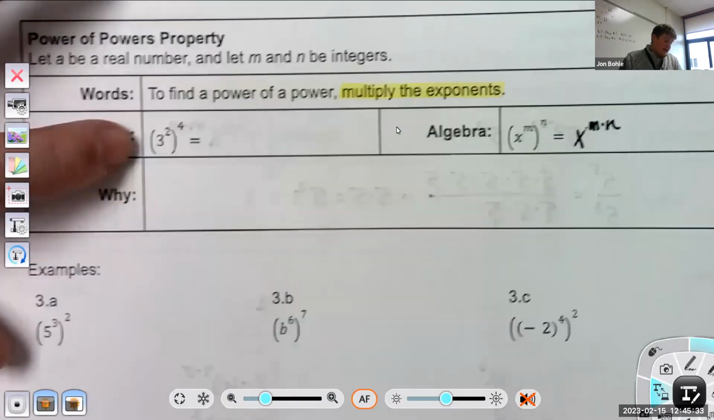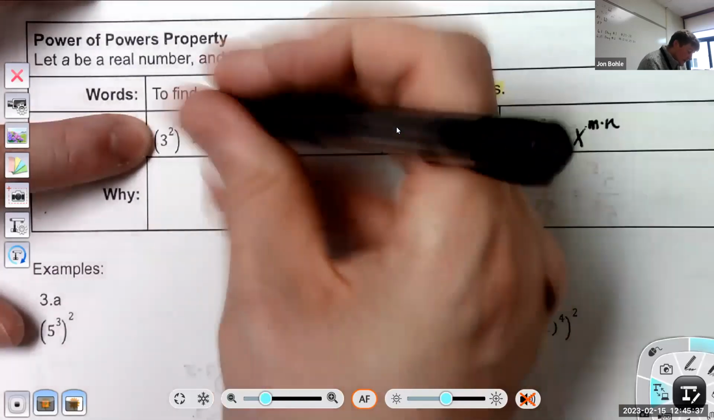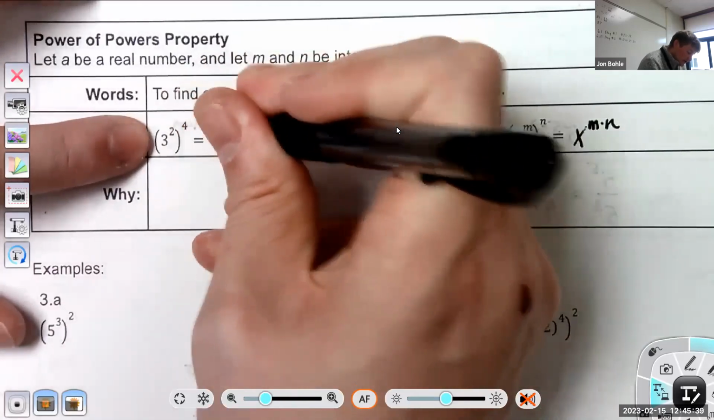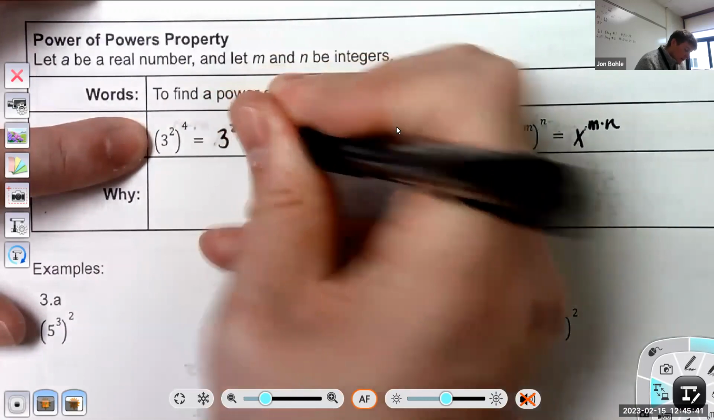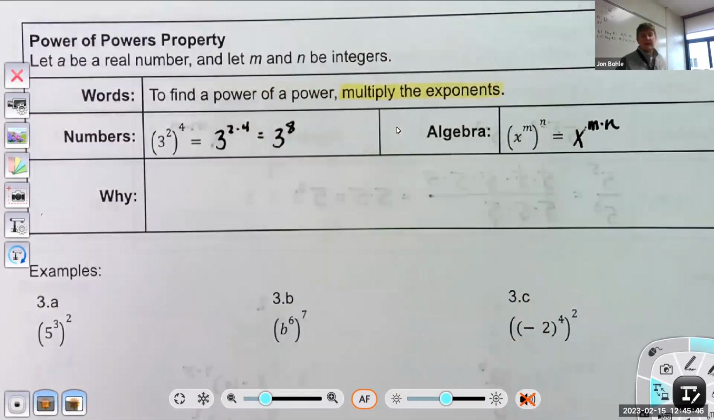So numerically, if I had 3 to the second to the 4th, this would be 3 to the 2 times 4 power. 2 times 4 is 8. So this would be 3 to the 8th power.